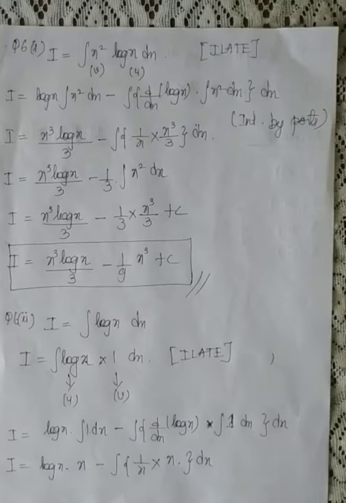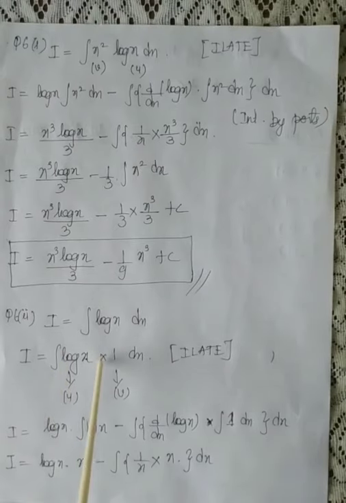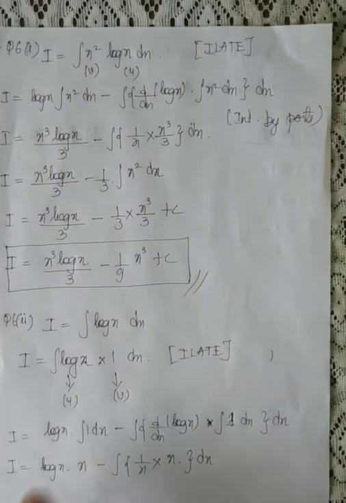Alright, the last question for today is question number 6 part 2. The question is integration log x dx. That's it. Integration log x dx. Now see, there is only one function out here and I don't have the direct formula of integration log x dx. So what will I do out here? But one thing I know is integration log x can also be written as integration log x into 1, because 1 is my algebraic function. It is a number, algebraic function, okay?